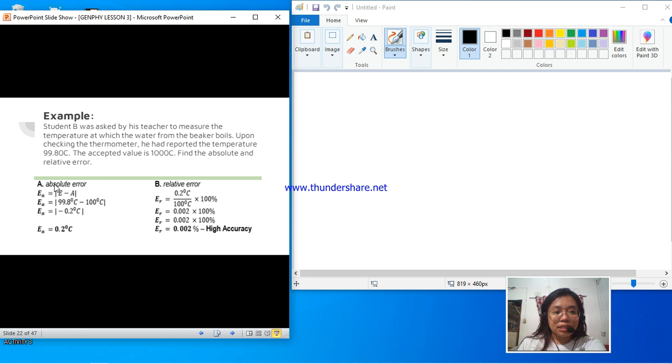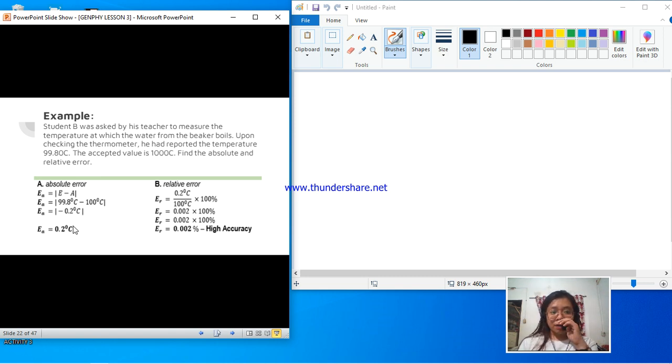Makita natin sa absolute error, letter A, E minus A. Yung experimental niya is 99.8, which is the measurement he got. Then, subtract to 100 degrees Celsius, yun yung accepted value. Then, makukuha natin yung negative 0.2 degrees Celsius. Dahil absolute siya, lahat ng ilalagay sa absolute will become positive. So, this will be positive 0.2 degrees Celsius.